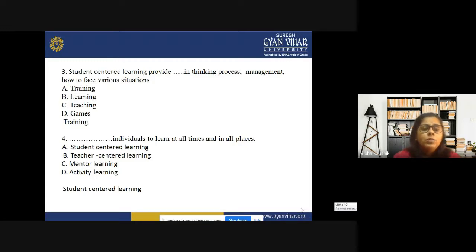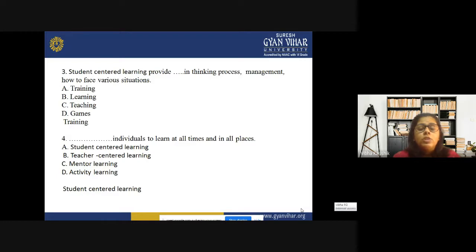Now, the options are A training, B learning, C teaching, or it's D game. Now, these are the options A, B, C, D. Now, you have to select the correct one on the basis of the given choices, and the correct answer is training. So, student centered learning provides training in thinking process, how we think, management, and how to face various situations.